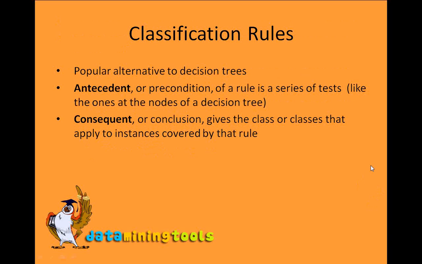The next way of representation of knowledge is classification rules. They are a pretty common alternative to decision trees. A classification rule consists of two parts, the antecedent and the consequent. If you remember, a general classification rule is of the form: if some condition holds true, then we have some conclusion. So the condition which should hold true is called the antecedent, and the conclusion which we'll get if the antecedent holds true is called the consequent.